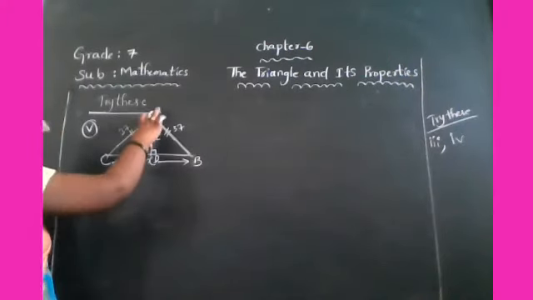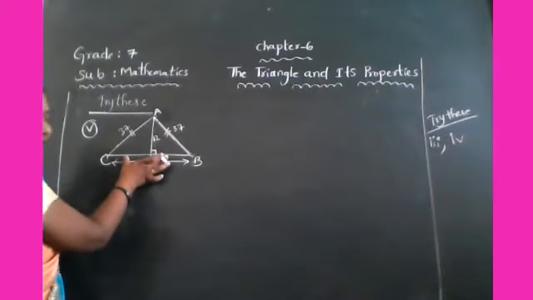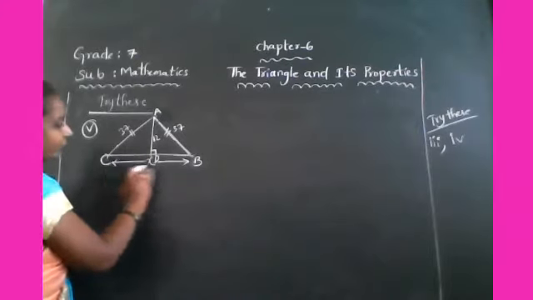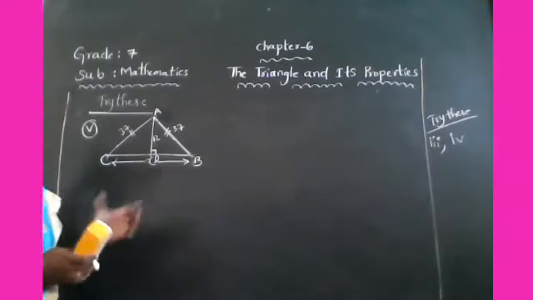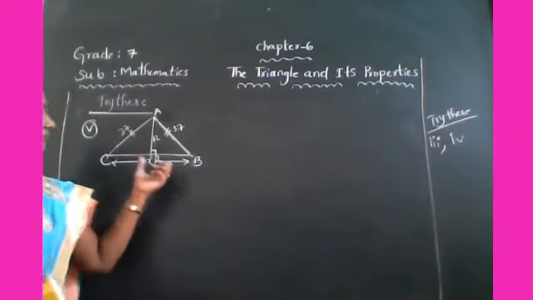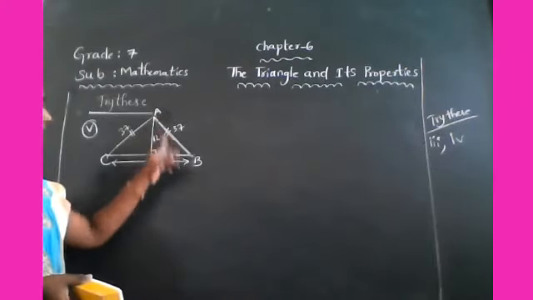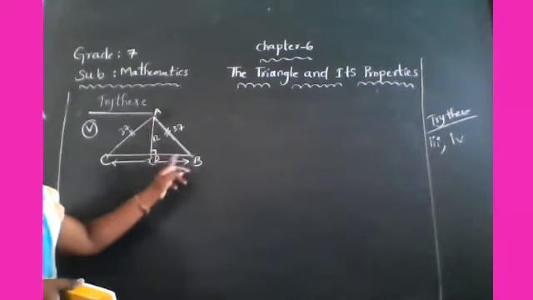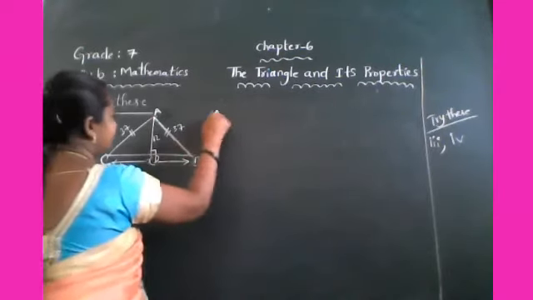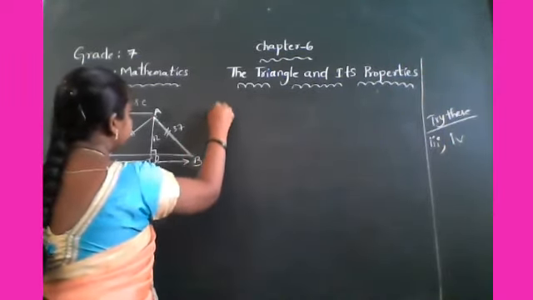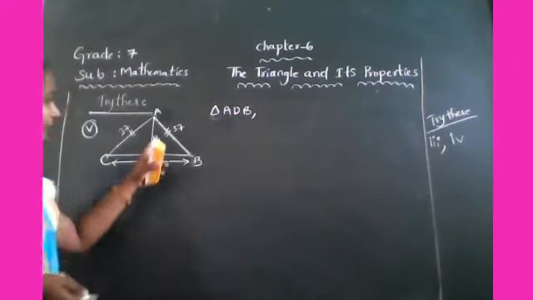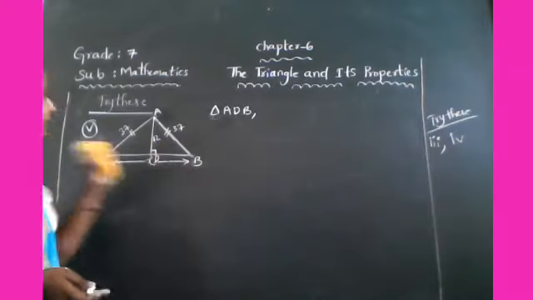Okay, now this AD divides two right angles here. AD is perpendicular to BC. So you have to find the total length of BC. First of all, find the length of DB using triangle ADB. Okay, so you have to find the DB length.